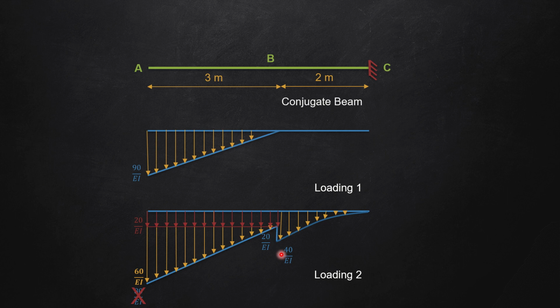Now please concentrate on this part, the portion BC. Here there is a parabolic loading of 40 divided by EI.